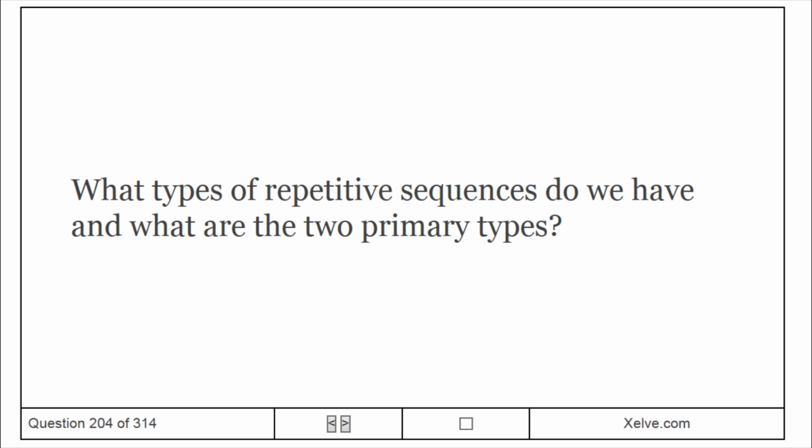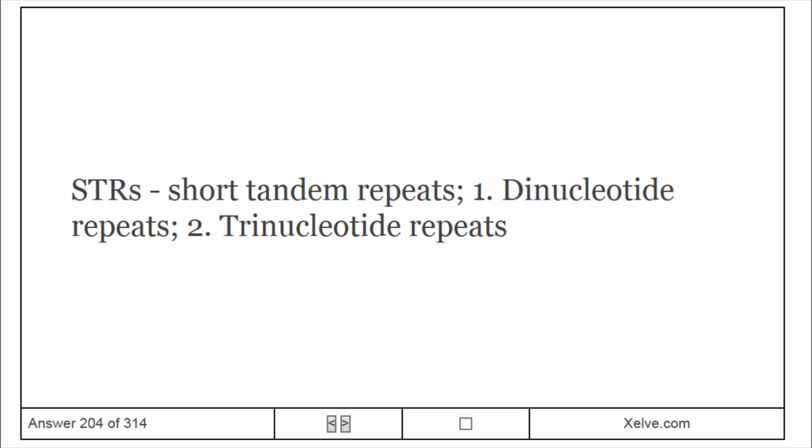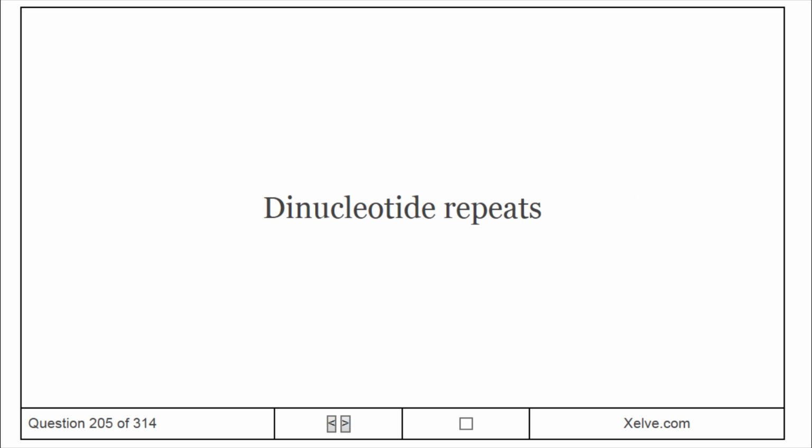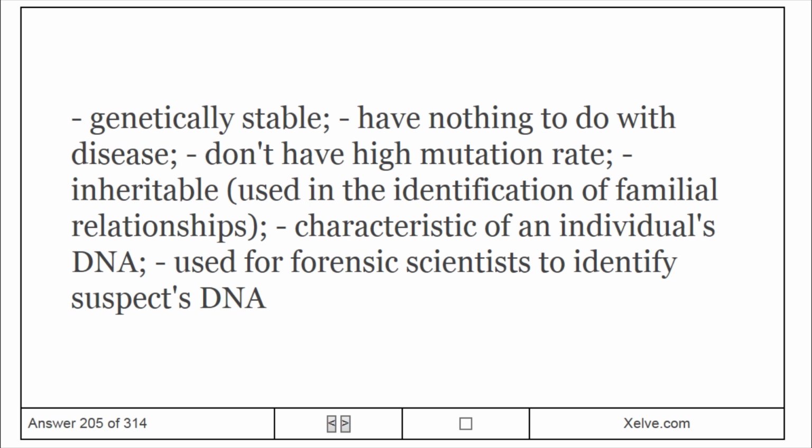What types of repetitive sequences do we have, and what are the two primary types? STRs, short tandem repeats: 1. Dinucleotide repeats, 2. Trinucleotide repeats. Dinucleotide repeats are genetically stable, have nothing to do with disease, and don't have a high mutation rate. They are inheritable, characteristic of an individual's DNA, and used by forensic scientists to identify suspects' DNA.